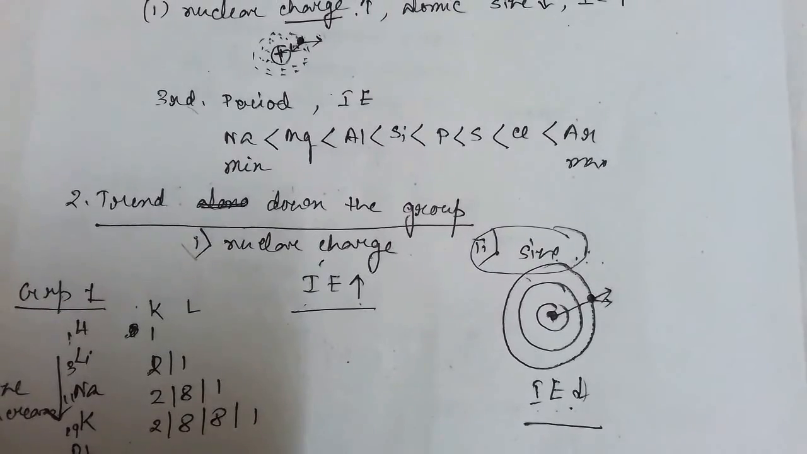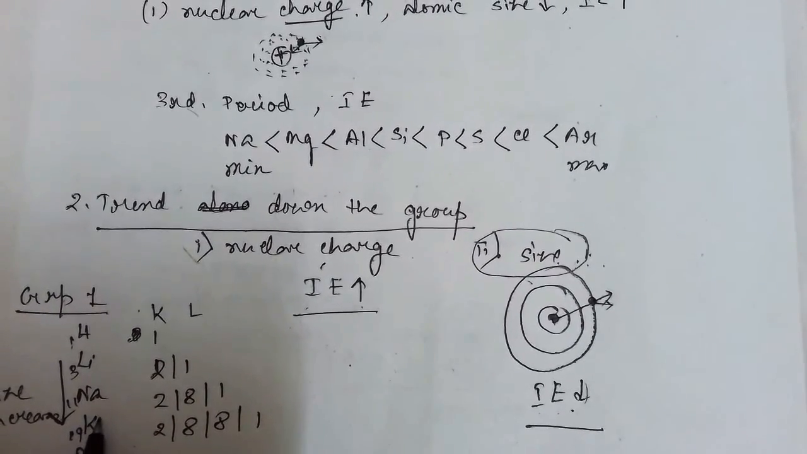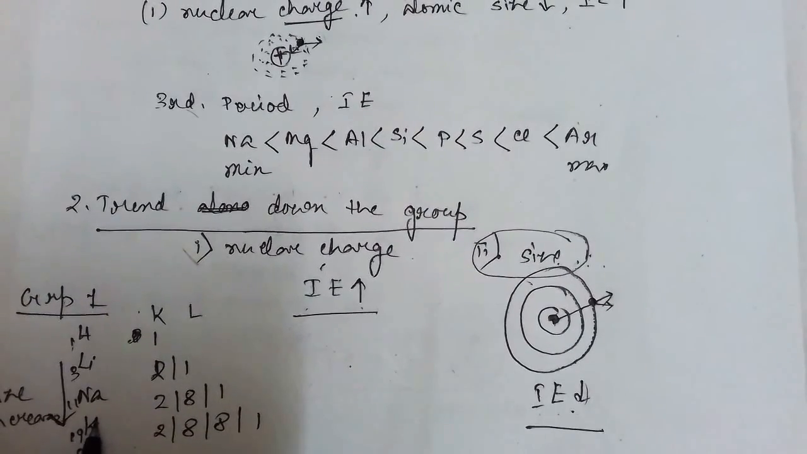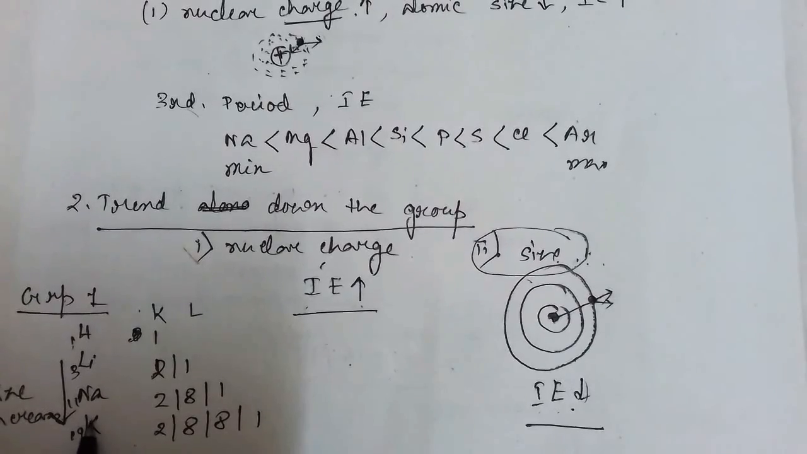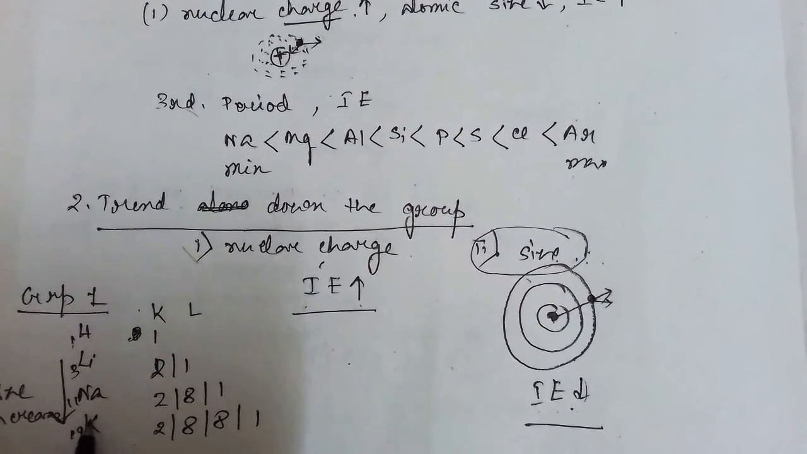In the next class we will cover the three types of ionization energy: first ionization energy, second ionization energy, and third ionization energy, and how the values of these three differ from each other, and what the trend is.